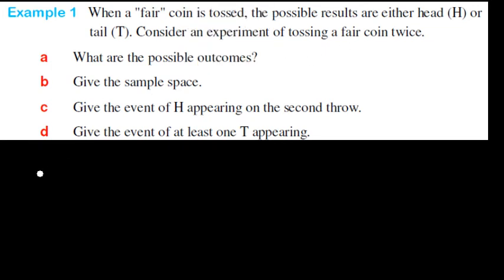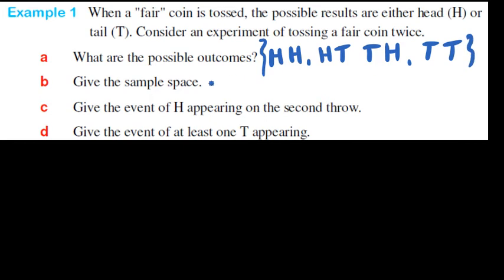So if you toss two coins one after the other, it's okay. The possible outcomes are both can be head, head and tail, or tail and head, or tail may appear. So 4 possibilities are there. For one coin it will be 2. For 2 coins it will be 4 possible outcomes. The sample space will be the same. This outcome, we can put it in a brace. That's going to be the sample space.